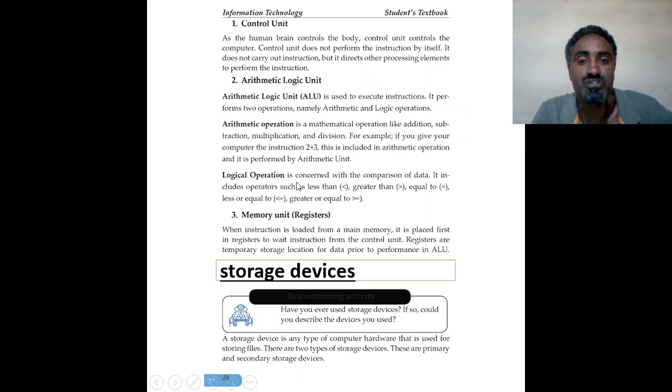The other one, the logical operation, is concerned with the comparison of data. It compares. It includes operators like less than, greater than, equal to, less than or equal to, and greater than or equal to. Not only comparing numbers, for instance, if you want to sort in ascending or descending order, it works based on letters. A refers to 1, Z refers to 26. We have 26 letters from A to Z. When you want to sort ascending, it ascends by alphabet.